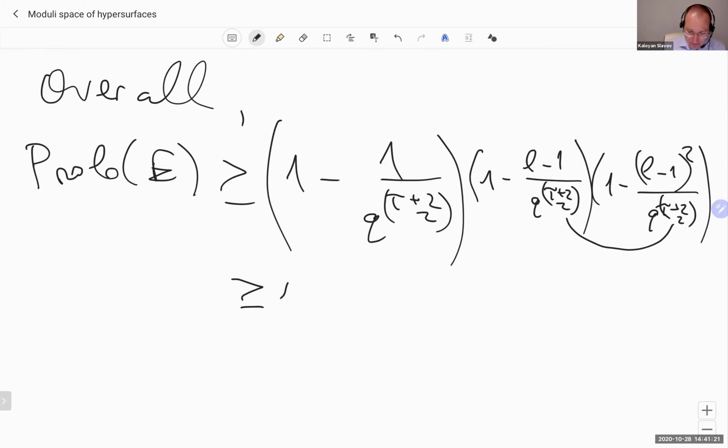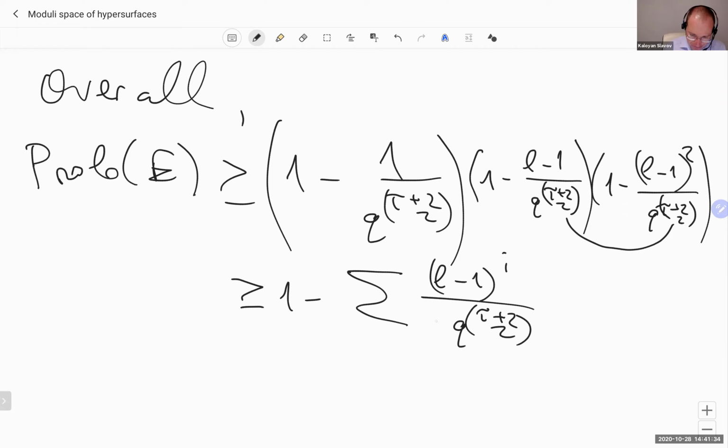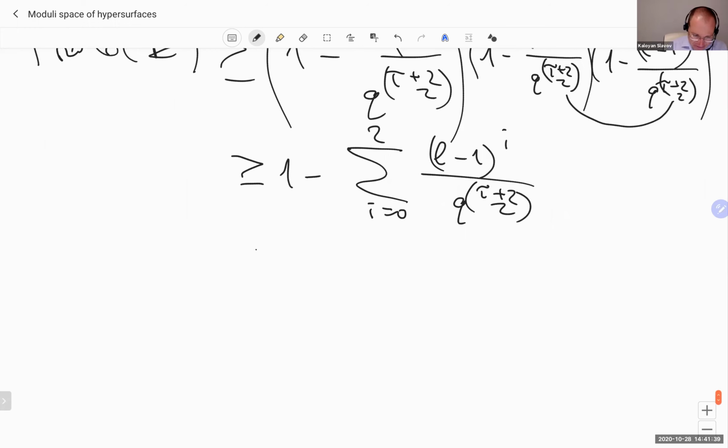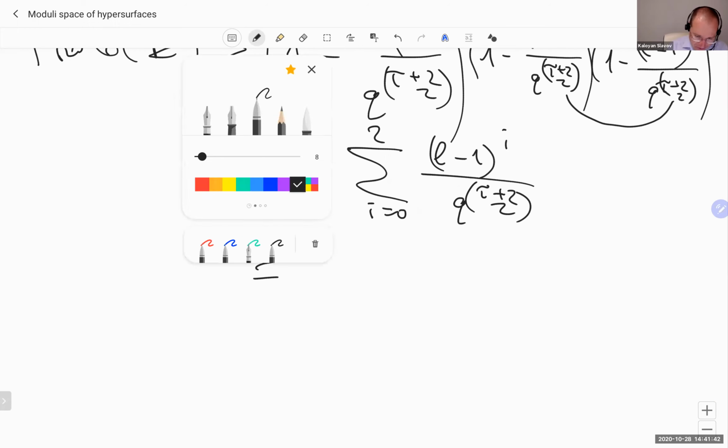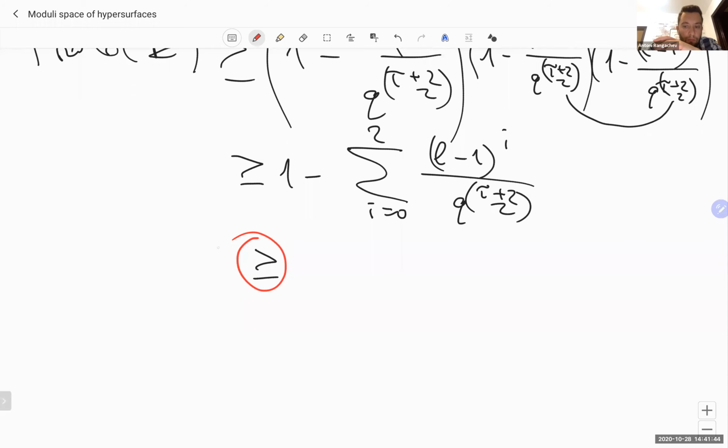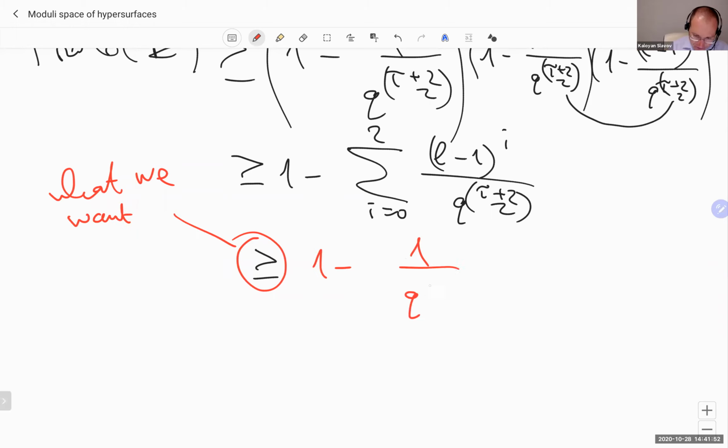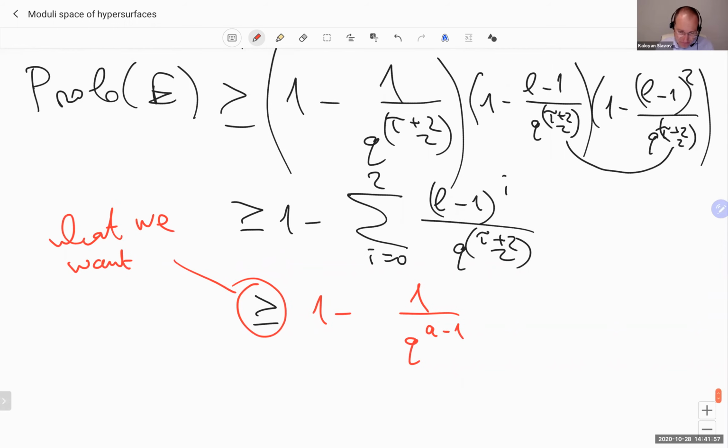Now, this is greater than or equal to 1 minus the sum of all the numbers that we have in the three brackets. So (L minus 1) to the I over Q to the (tau plus 2 choose 2), I goes from 0 to 2. And this is greater than or equal to, and this is our goal, what we want, 1 minus 1 over Q to the (A minus 1). Remember, this was the goal. I stated it before. That was the goal, that the probability of E is greater than that.